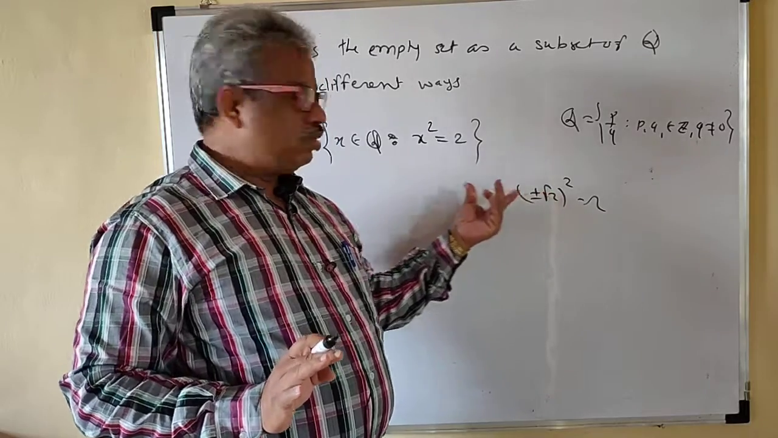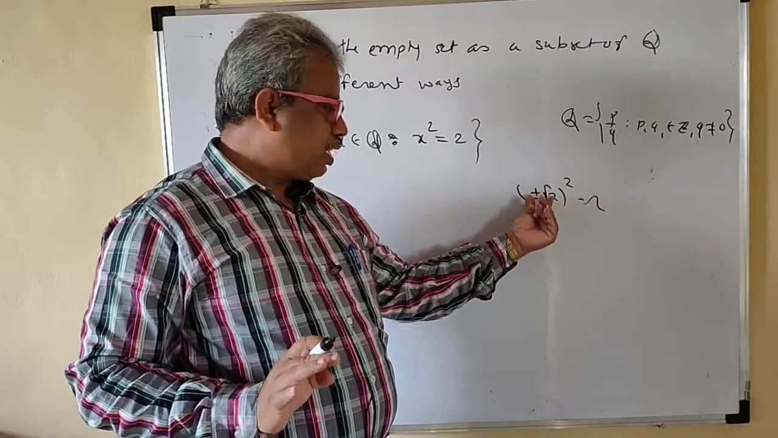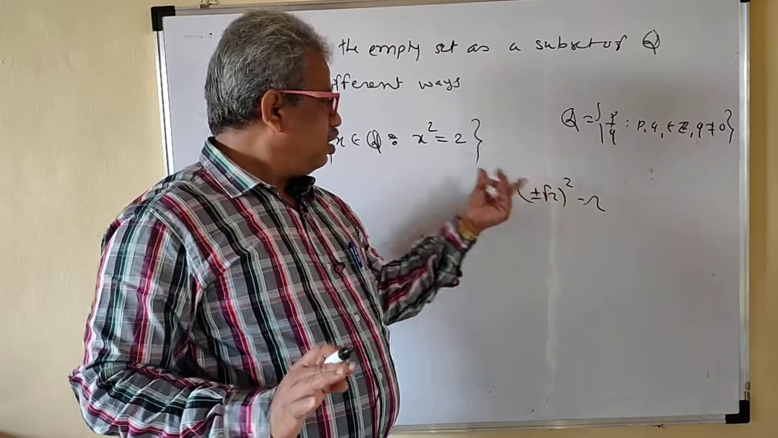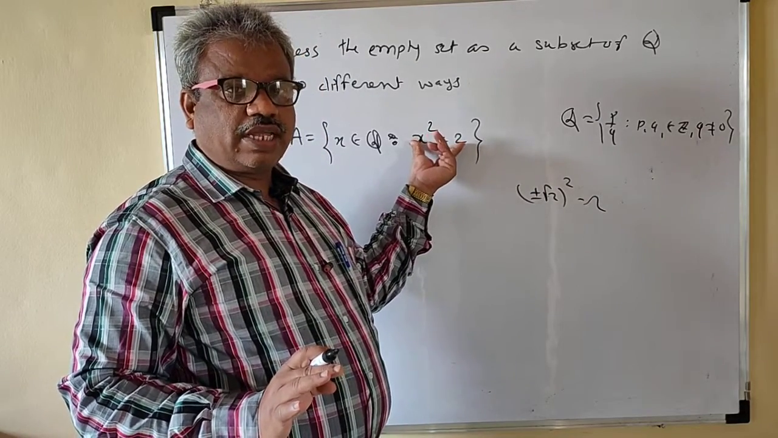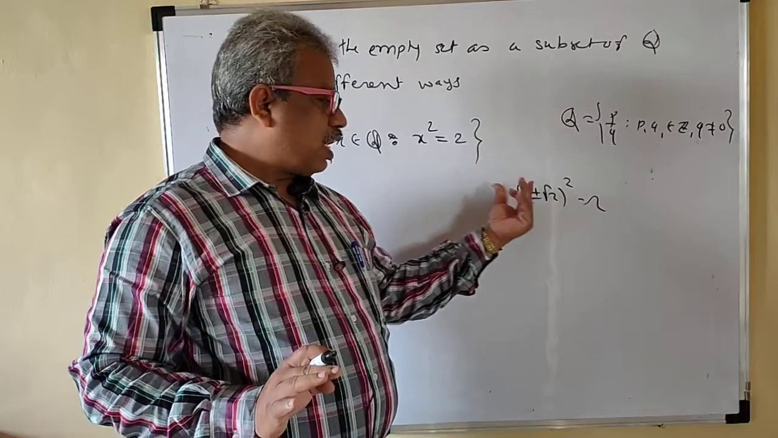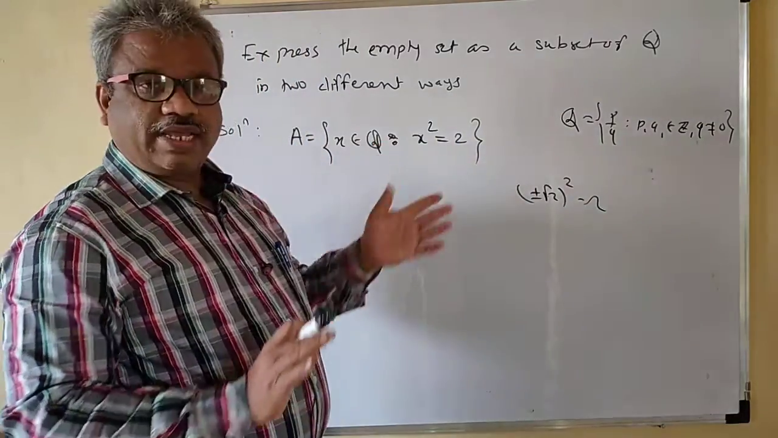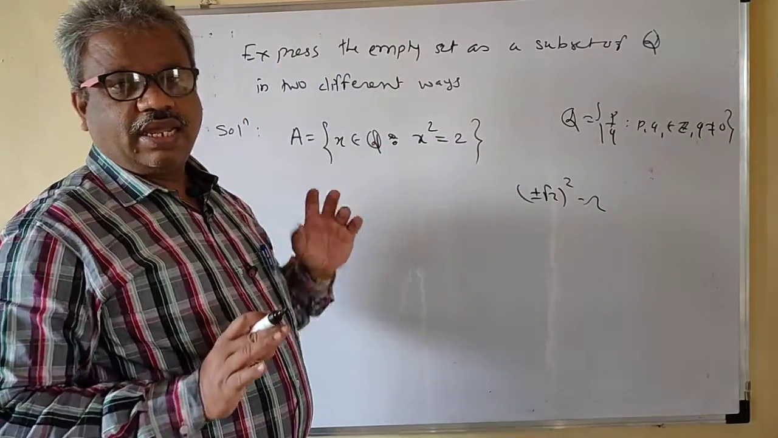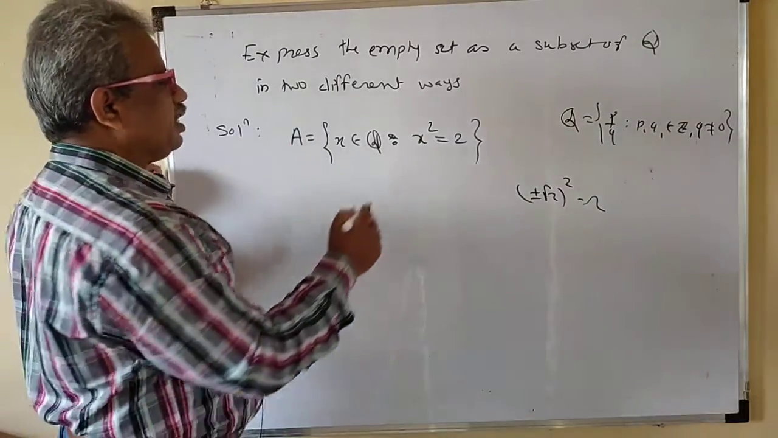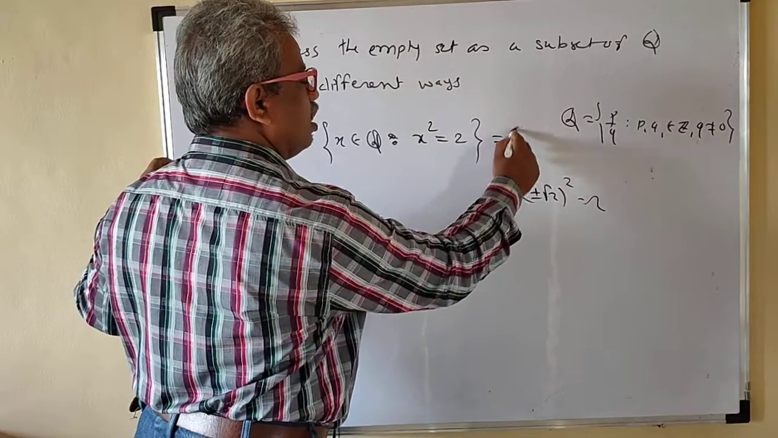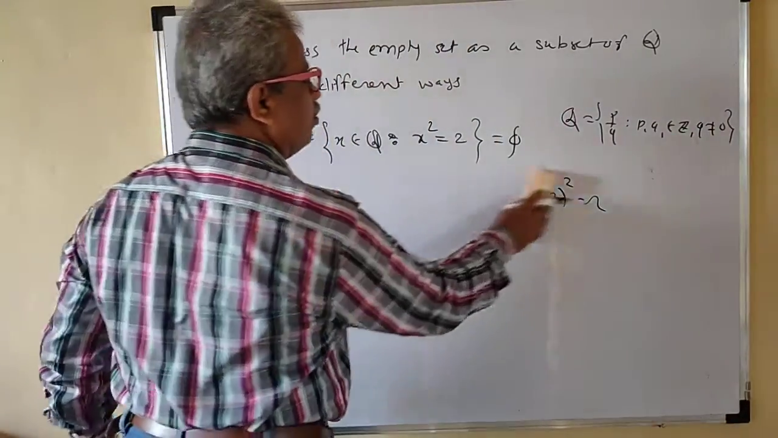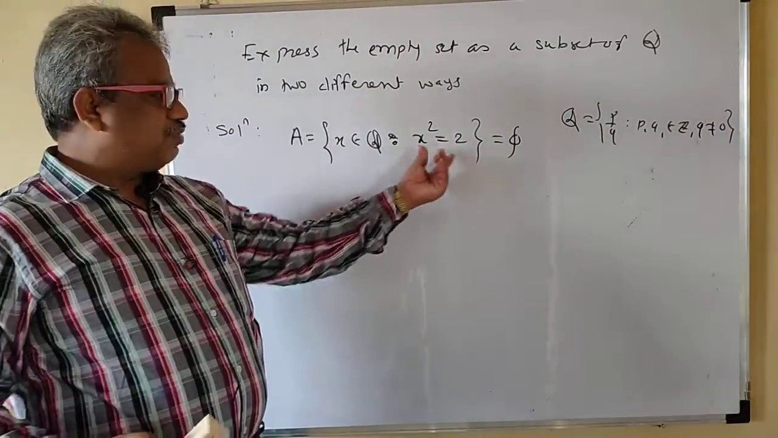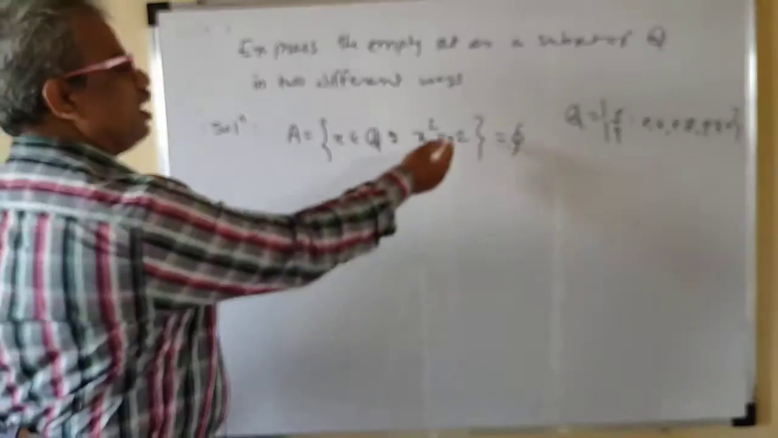So there are only these two elements which satisfy this equation x square is equal to 2. So there does not exist any rational number such that x square is equal to 2. That means this set is the empty set. Okay, empty set. This is because there does not exist any rational number such that x square is equal to 2.